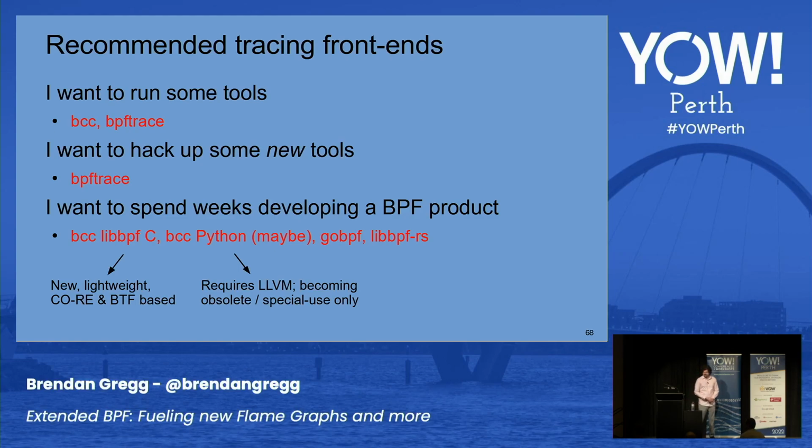Recommended tracing front ends, BCC and BPF trace are the main ones if you just want to run tools. To hack up new tools, if you want to start doing that, it's BPF trace. If you want to spend weeks building a BPF product, then you'll get into BCC, libbpf, and other interfaces as well. If that seems weird, why are there so many different interfaces? As analogies, in Unix, if you want to run tools, it's in /usr/bin. If you want to hack up new tools, it's in bash and awk. And if you want to spend weeks developing a product, then it's C and C++ and Rust and other languages as well.